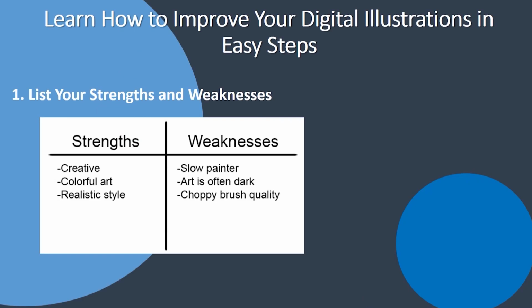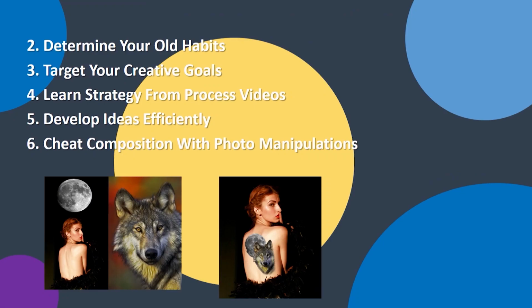So how to improve your digital illustration in easy steps. First thing is list your strengths and weaknesses. Like for example, my strength is I'm creative. I like colorful art. I like the realistic style. My weaknesses are I'm a slow painter. Art is often dark, choppy, brush quality. You need to know, dapat ilista mo for you to know your weaknesses and make your weaknesses your strengths.